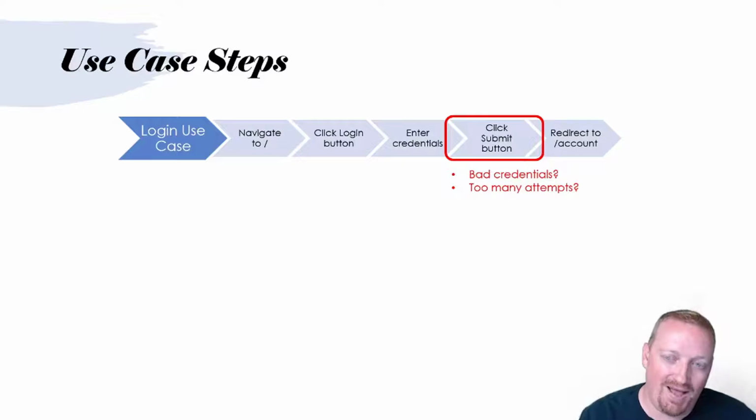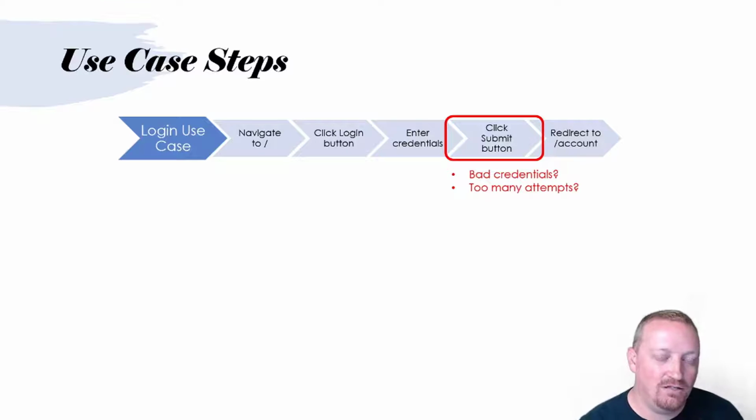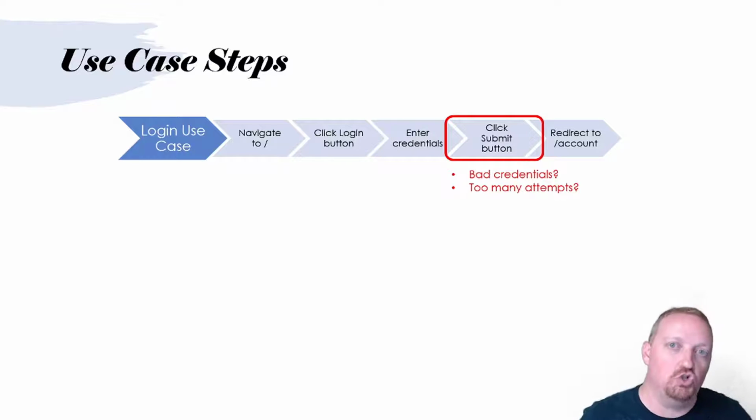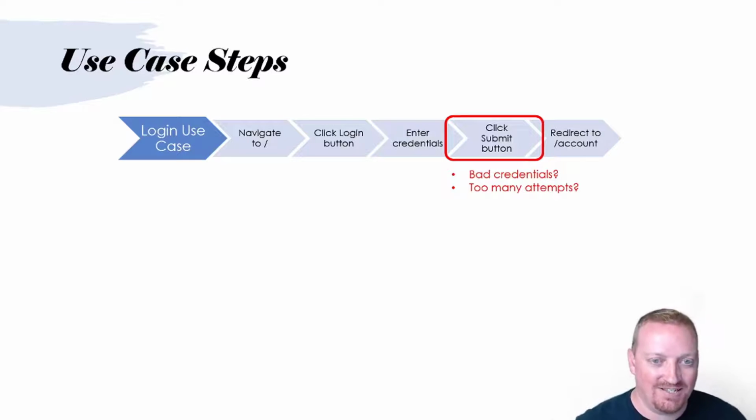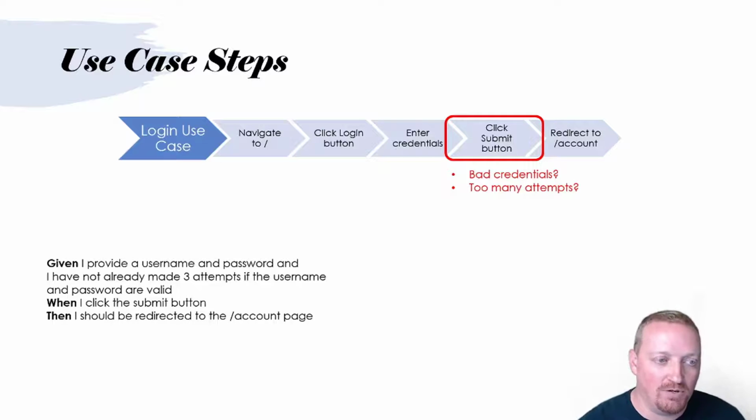So what would we possibly see? I see with a lot of developers that are trying to write acceptance criteria kind of falling back into the same habit that they originally got into a problem with when writing the story. And that is, they're trying to encompass too much in one thing. They're trying to be comprehensive about their acceptance criteria and include too many variables and factors in that acceptance criteria. So you might sometimes see acceptance criteria be written this way: given I provide a username and password and I have not already made 3 attempts, if the username and password are valid, when I click the submit button, then I should be redirected to the account page.